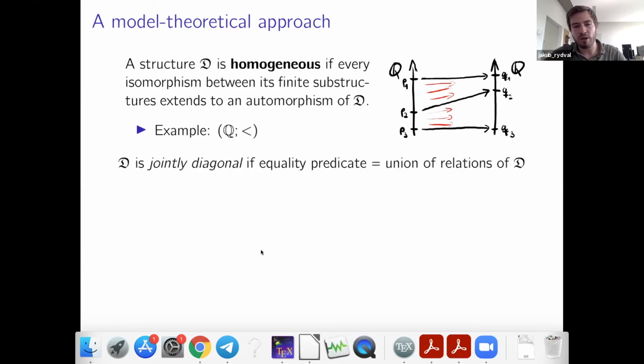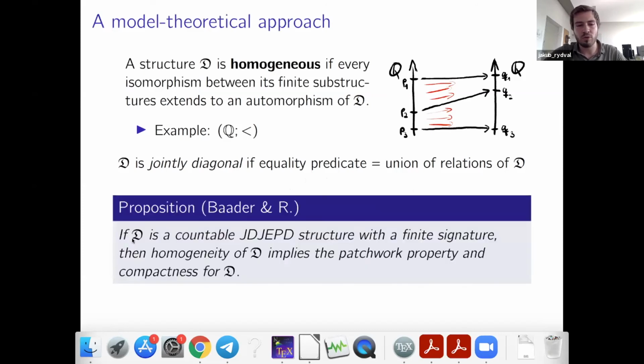And we work with a slight additional assumption, that is that D is jointly diagonal, JD for short, if the equality predicate can be written down as a union of relations of D. So for instance, if we already have the equality predicate in the signature, then we are fine.